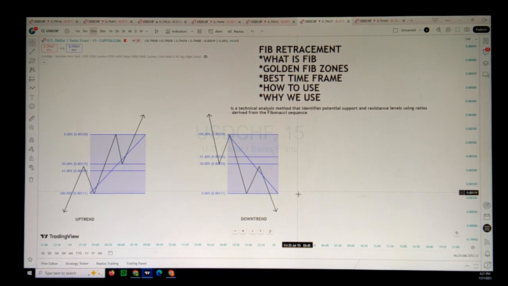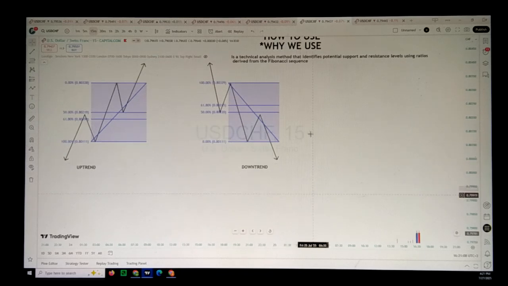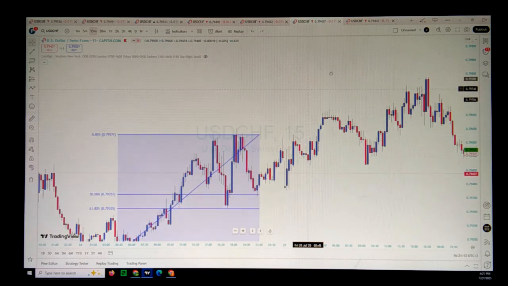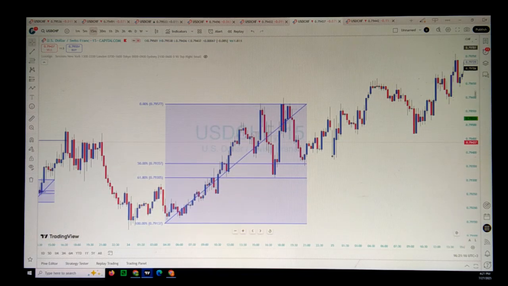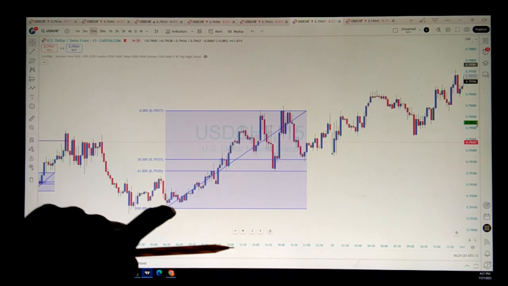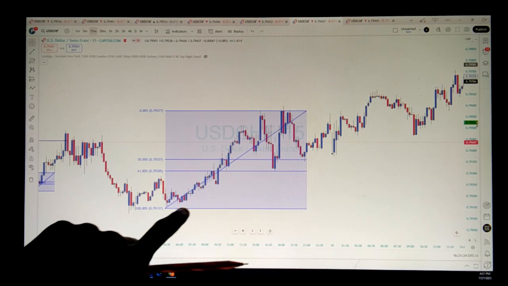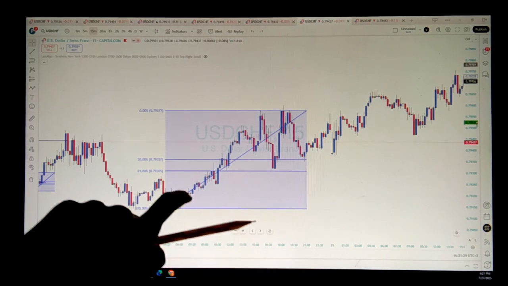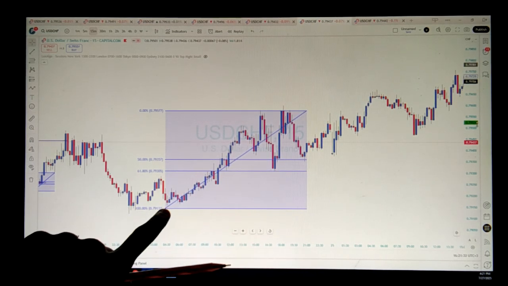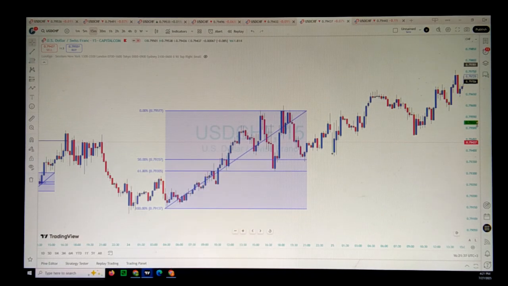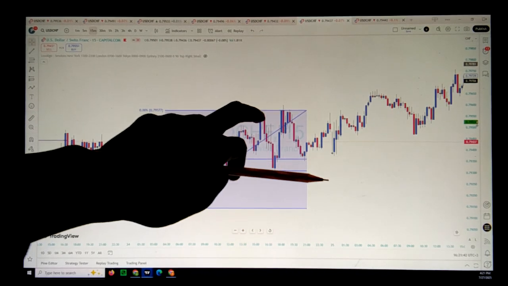So let me go on a live chart. So this is USDCHF, guys. You can see. So the market made these, let's call them potential support areas. After the market made this support area, then the market made an uptrend. So what you'll do, you will wait for the market to start reversing, and you'll draw your Fibonacci from the lowest point to the highest point. You see, guys.